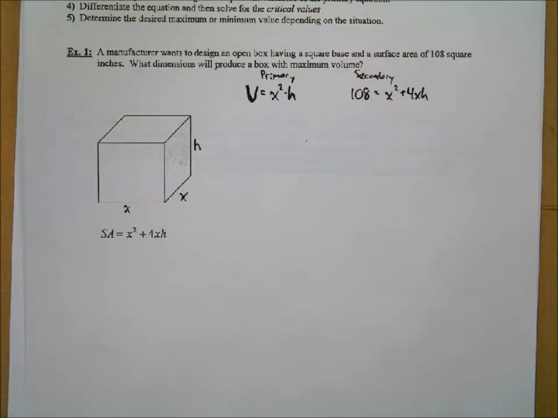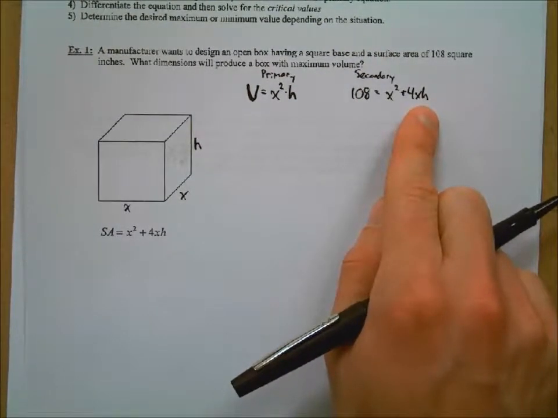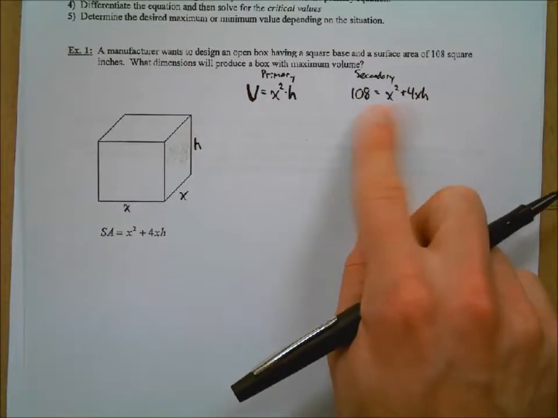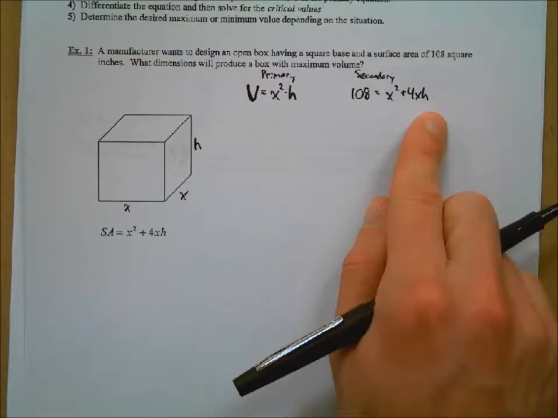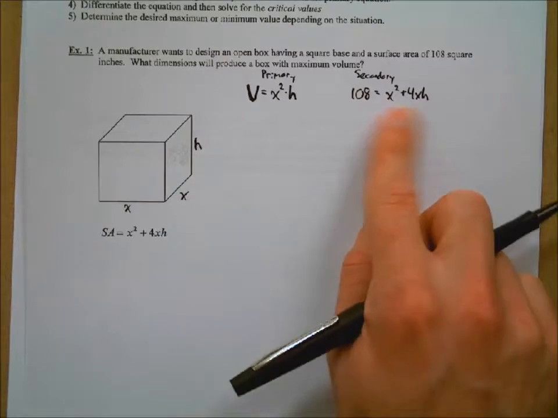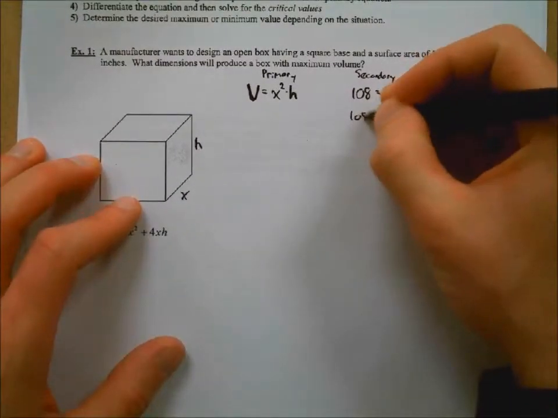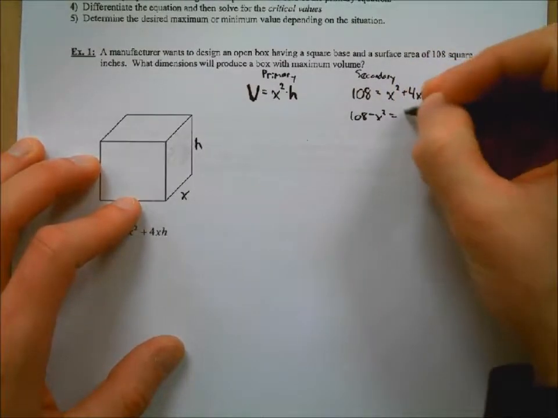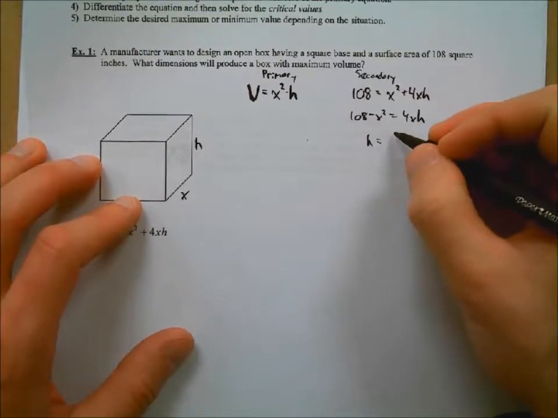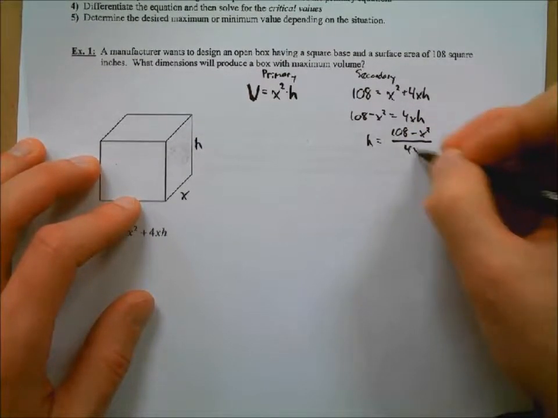Now, looking at our secondary equation here, we have both x and h in there, but which variable should we probably solve for, given the way it's written? Probably h, right? There's only a single h here. Solving for x could be tricky and maybe impossible because we have those x squared and x's there. But the h by itself we can get. And we'll get the h by itself by dividing everything by 4x. So we have h equals 108 minus x squared all over 4x.